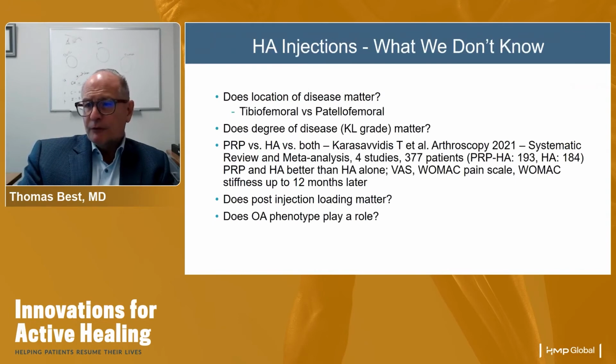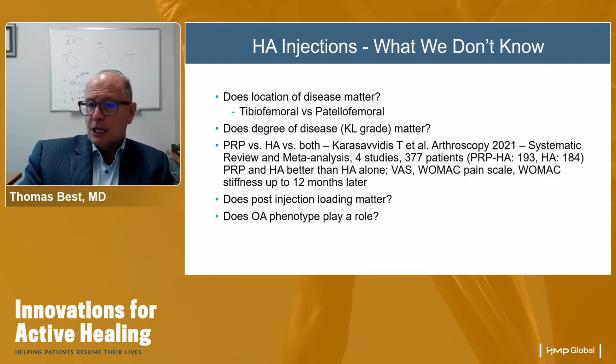So before we talk briefly about injections, what don't we know? Well, first of all, does the location of disease matter? Does it matter if the arthritis is confined to the tibial-femoral and/or patellofemoral joints? Does the degree of disease matter? In other words, should we be looking at KL grade 1 patients' early disease by X-ray versus grade 3? That question remains unsolved. I mentioned earlier looking at PRP versus hyaluronic acid versus both.